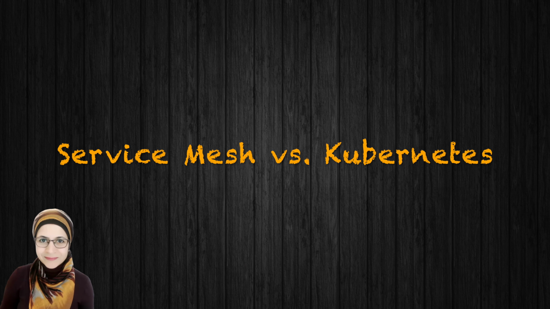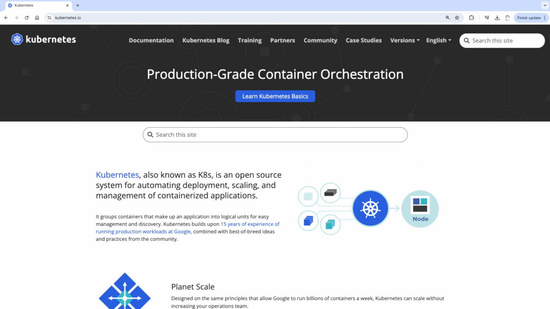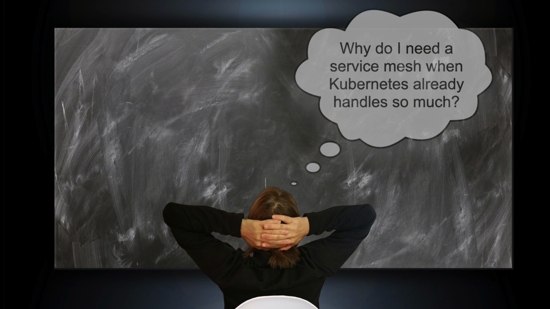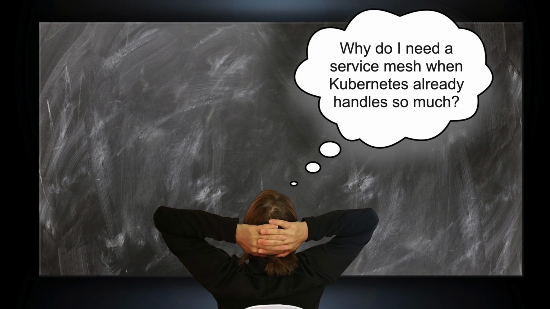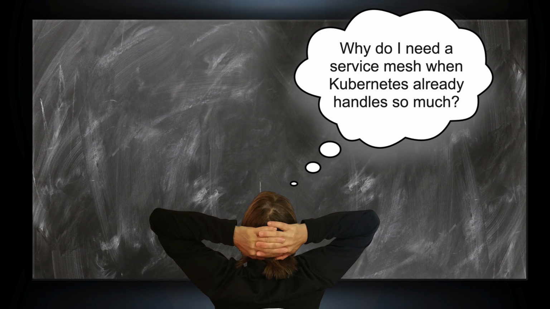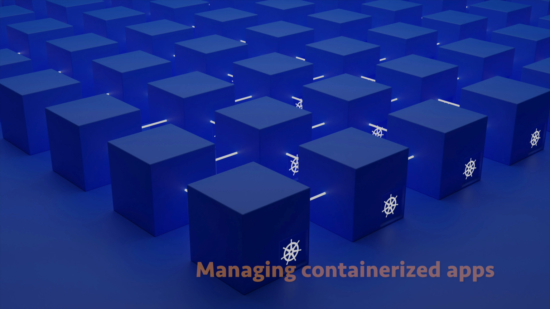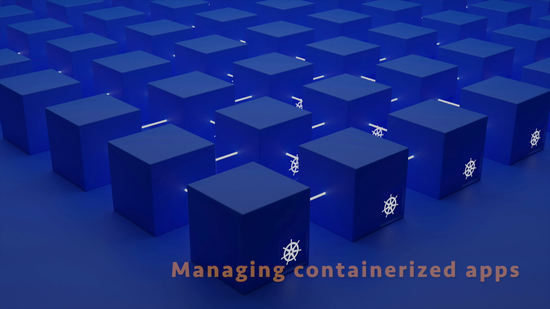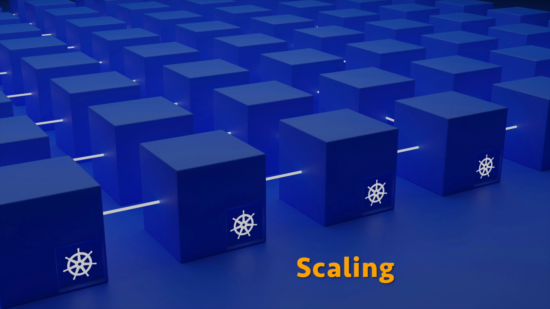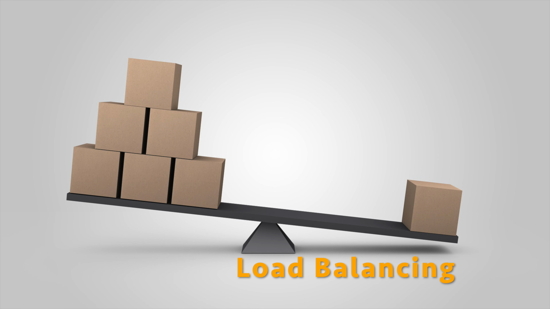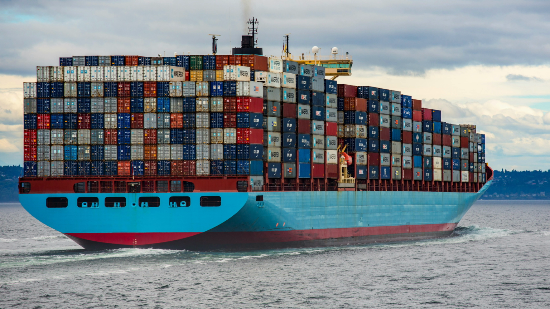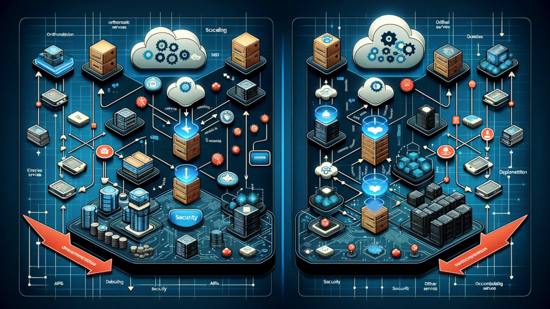Service mesh versus Kubernetes. If you are already a Kubernetes aficionado, you might be scratching your head and wondering, why do I need a service mesh when Kubernetes already handles so much? That's a totally fair question, and I'm here to clear things up. Kubernetes is fantastic for managing containerized applications, handling deployment, scaling, and even some aspects of service discovery and load balancing. But here is the catch. As your microservices grow in number and complexity, the gaps in Kubernetes' native capabilities start to show.